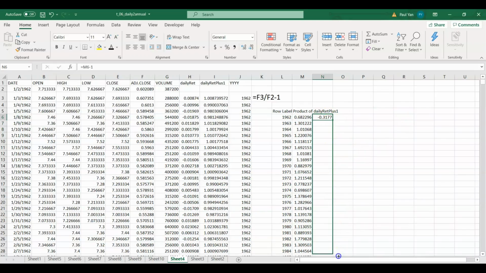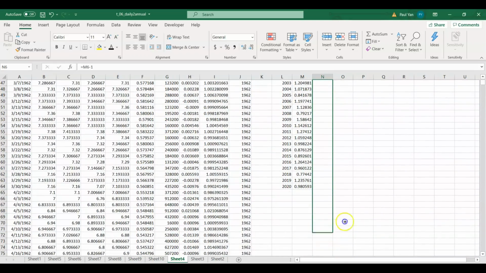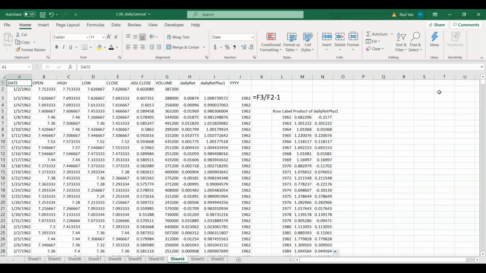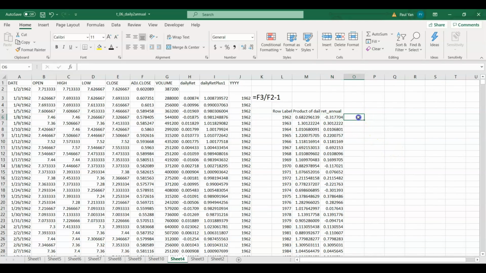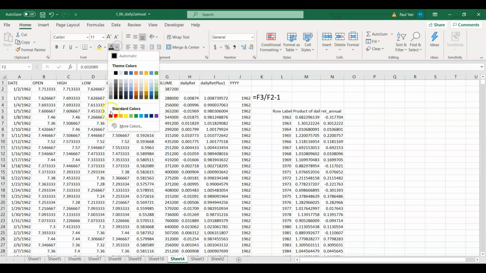So we copy and paste, and the last is 2020. Sorry, this is annual return. This is our annual return. So actually we can manually check 1 or 2 numbers. Let's look at the first number, and let's make it red.